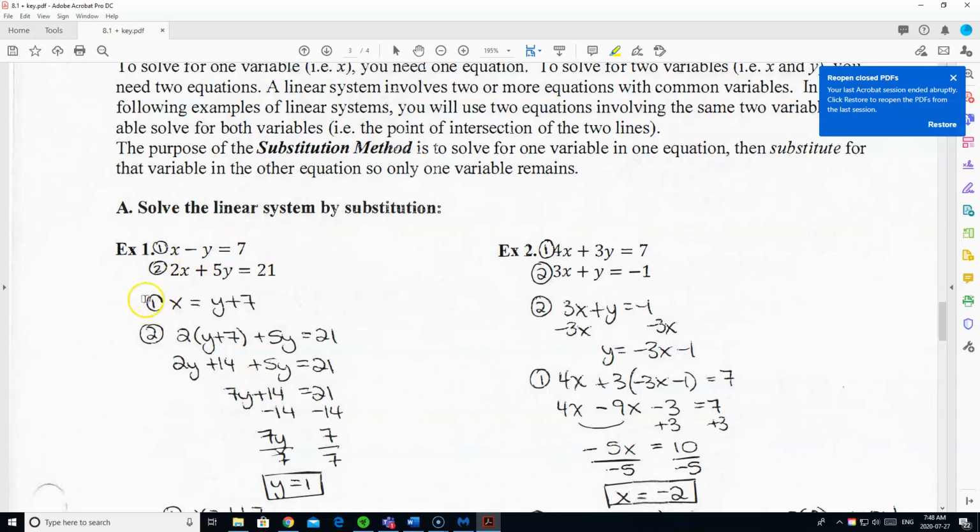So you can see equation 1. They just rearranged it by adding plus y here, and what you do on one side, you do plus y there. So x equals y plus 7. Okay. Now you just substitute it into the second equation.